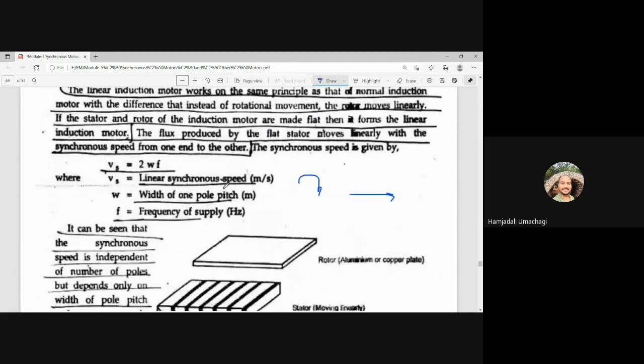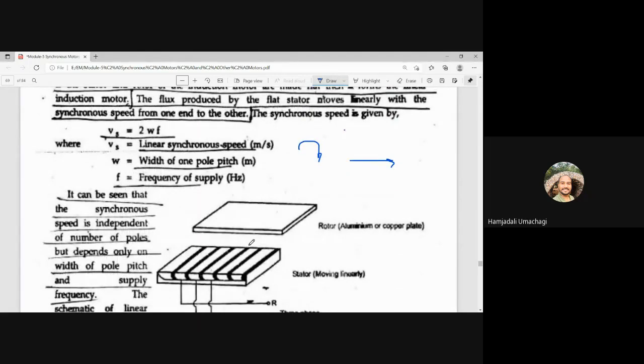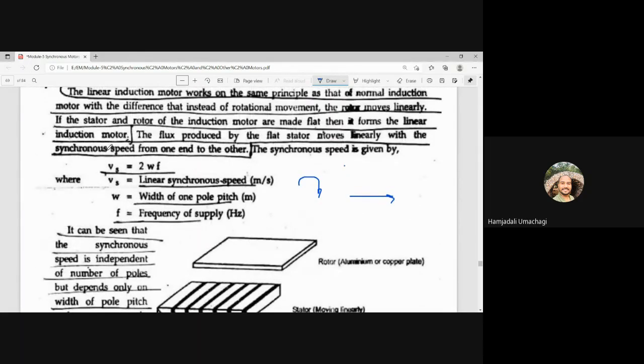So to get the linear movement, rotor and stator both should have a flat structure. The flux produced by the flat stator moves linearly with the synchronous speed from one end to the other end. As we know, the stator produces flux, and this stator flux is now moving linearly, whereas in the case of a three-phase induction motor, the stator flux is in rotational movement, that is the rotating magnetic field. But here in the linear induction motor, the flux produced by the stator will be moving linearly with the synchronous speed from one end to the other end.